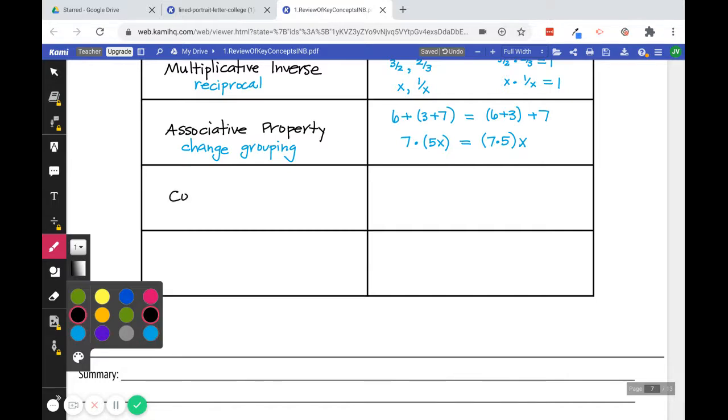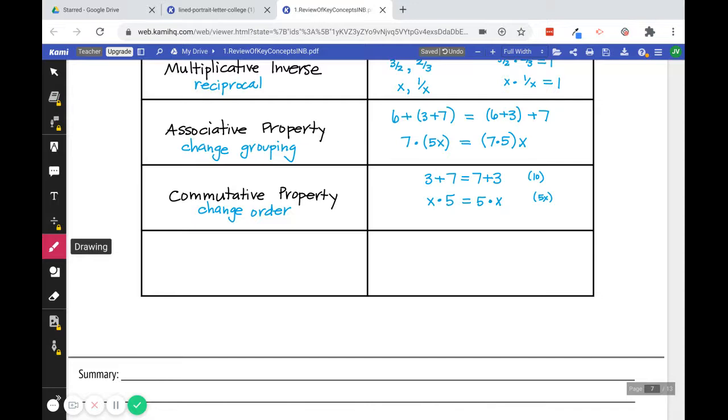And also change the order of things with the commutative property. In other words, if I have 3 plus 7, that's the same as 7 plus 3. The result is still 10, no matter how I attack it with the order. And x times 5 is the same as 5 times x, or it might be helpful to think of it as 5x, right? But we can change the order of how we multiply things.